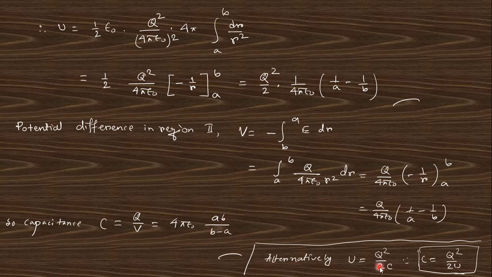You can take the alternative method. You know the energy is Q squared by 2C, so C equals Q squared by 2U. You already found the energy, so if you put this value you will get the same answer. Clear? Do this yourself, you will get the same capacitance of this system. Go to the next one.